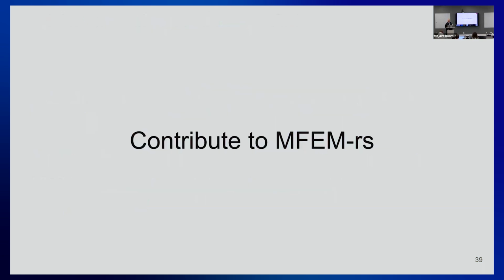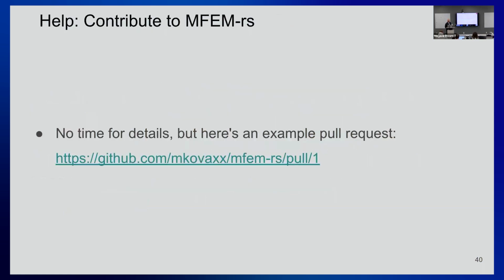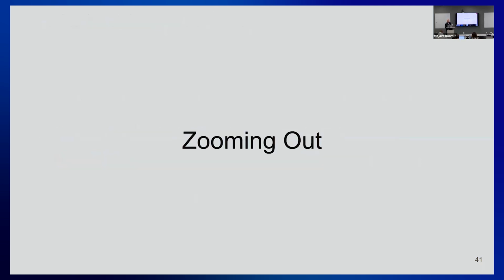Okay, and contributing to MFEM-RS, I'm guessing I'm running out of time here. So I just put a link here to an example pull request that you can look at, and it shows all the places where you need to modify the code base if you have a new method. This one is adding ProjectCoefficient on GridFunction.